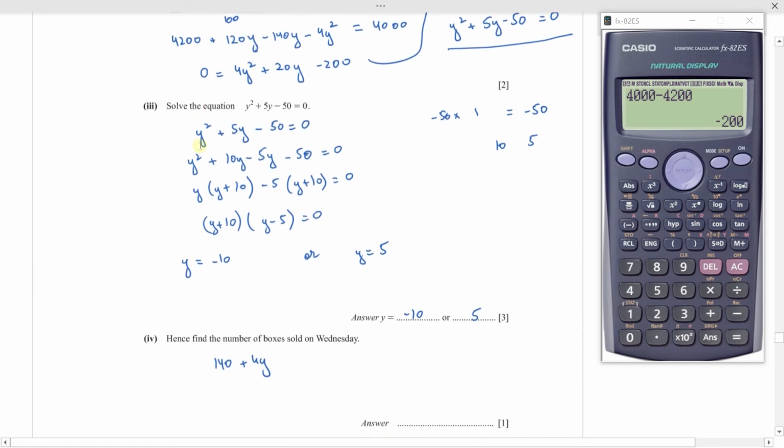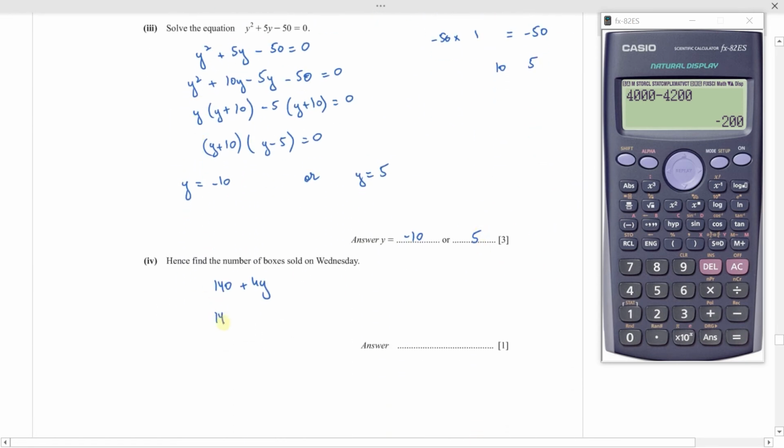So the positive value is 5 here. So I'll substitute 5 for y in 4y. So this is 140 plus 20, which is 160. So the number of boxes sold on Wednesday is 160.